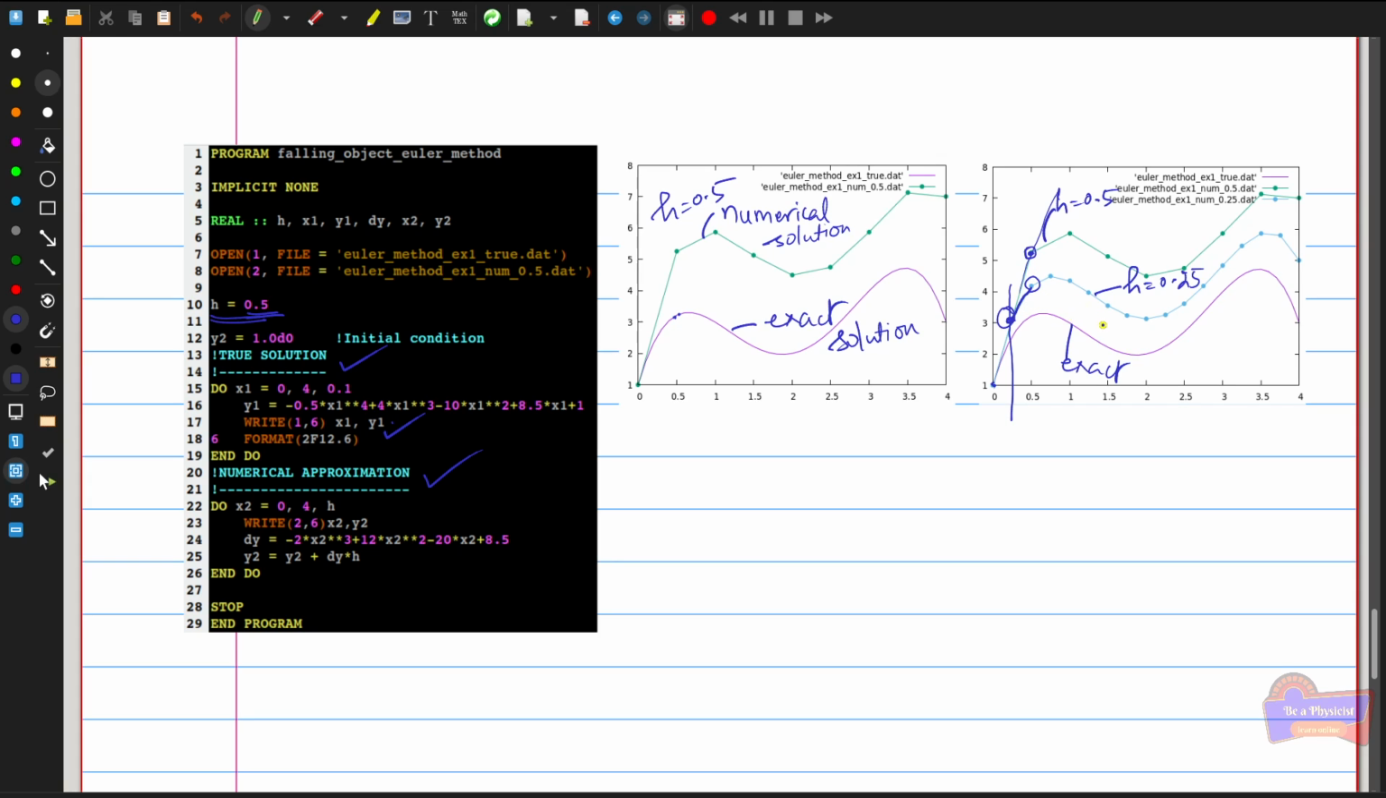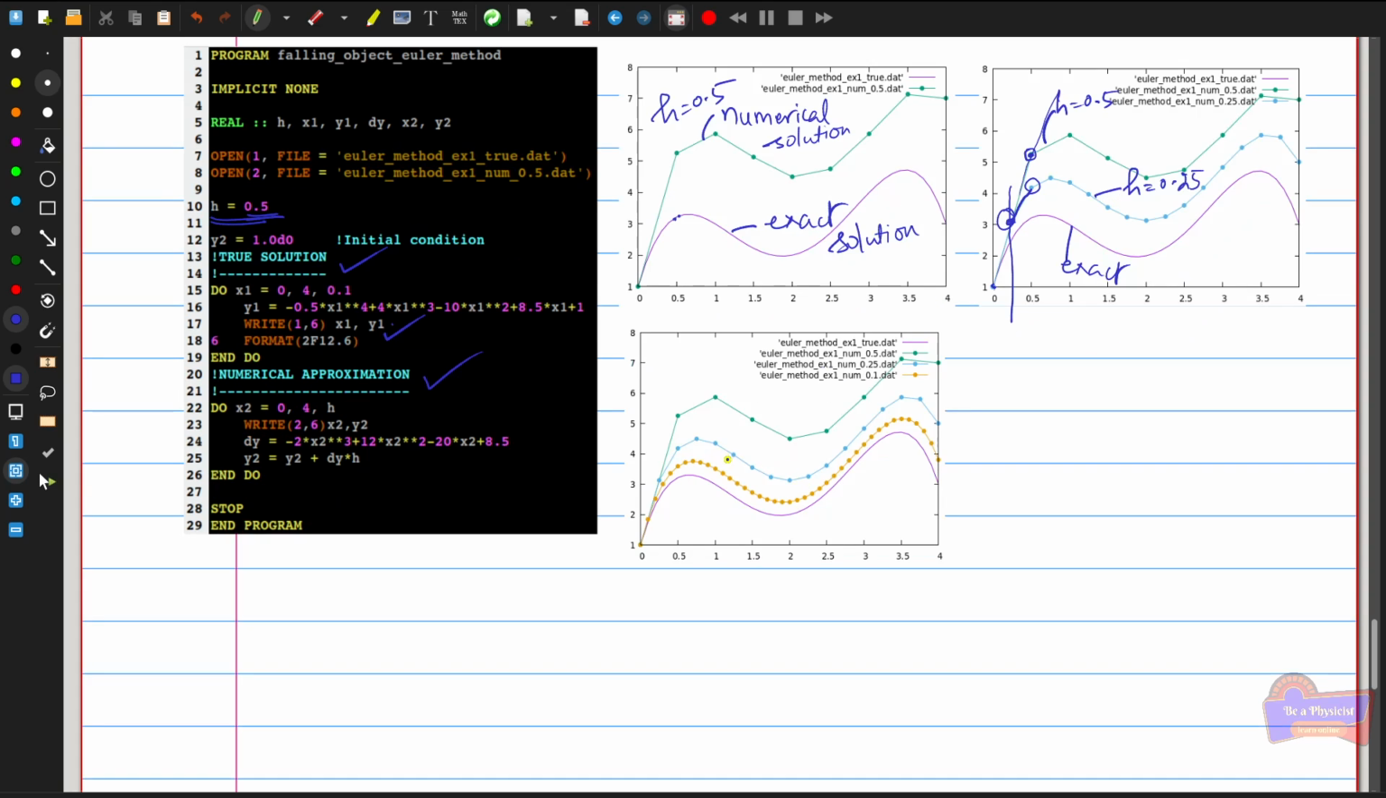Similarly, if you reduce the time step h further, then the numerical solution becomes very close to the exact solution. So in this figure, you can see that this yellow color line is plotted for h is equal to 0.1, this is for 0.25, and this is for 0.5.